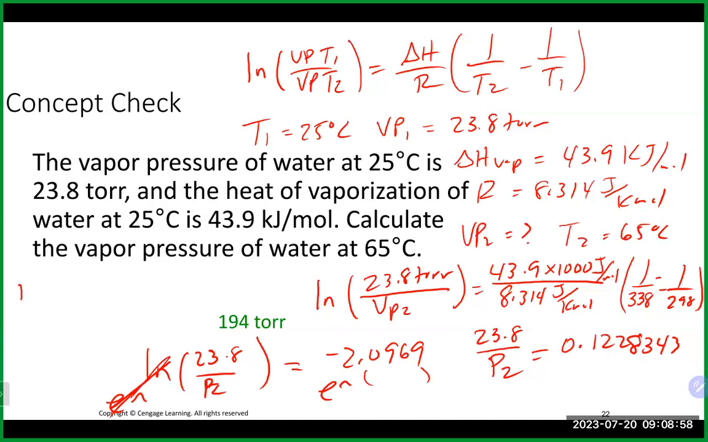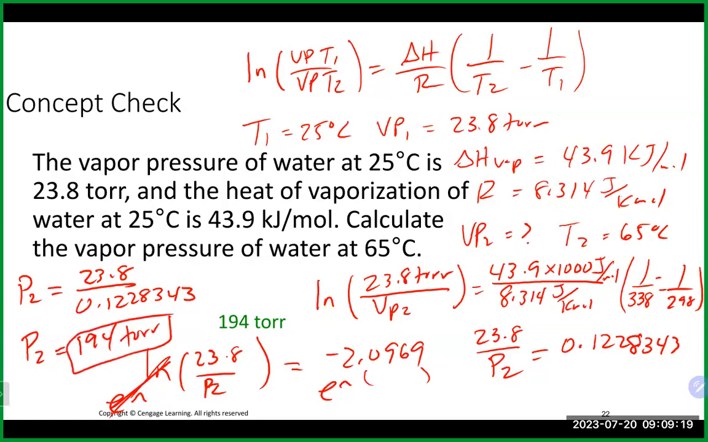We're going to multiply P2 to the other side and divide the 0.122 to the other side. That will give us that P2 is equal to 23.8 divided by 0.1228343. And let's see how I did here. It ends up with a P2 of 194. That's good. It would have been embarrassing if I got the wrong number, but you know, it happens. So we got 194 in this case.